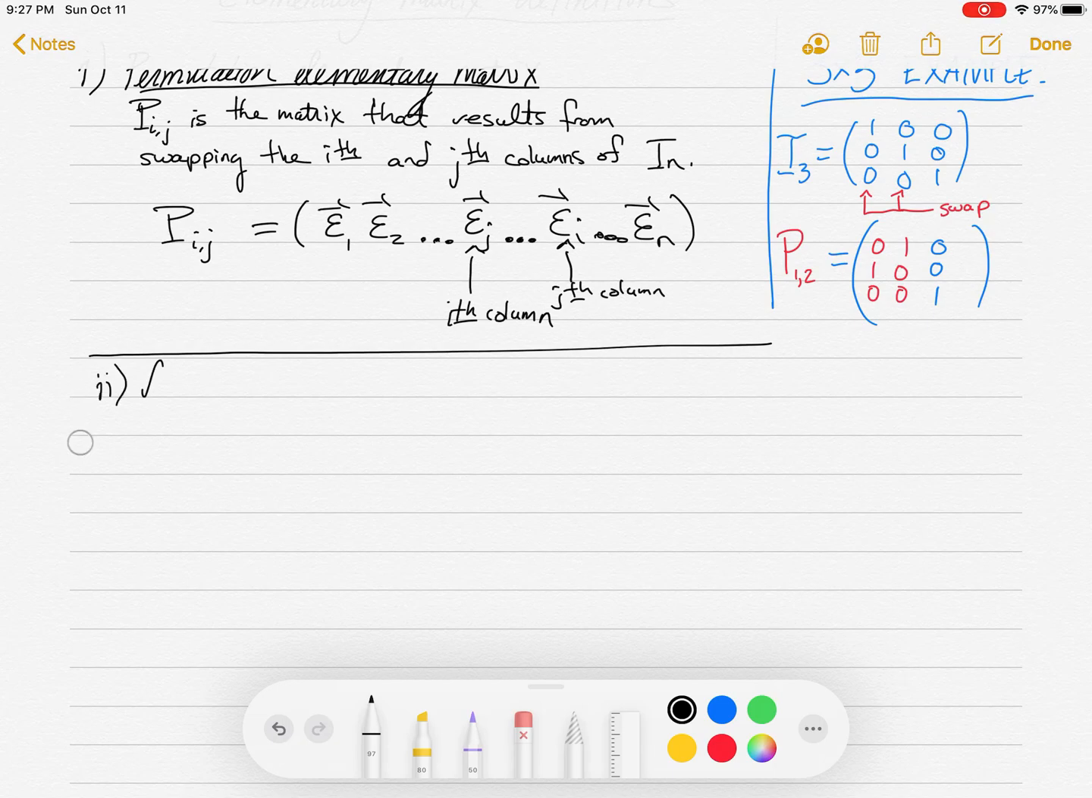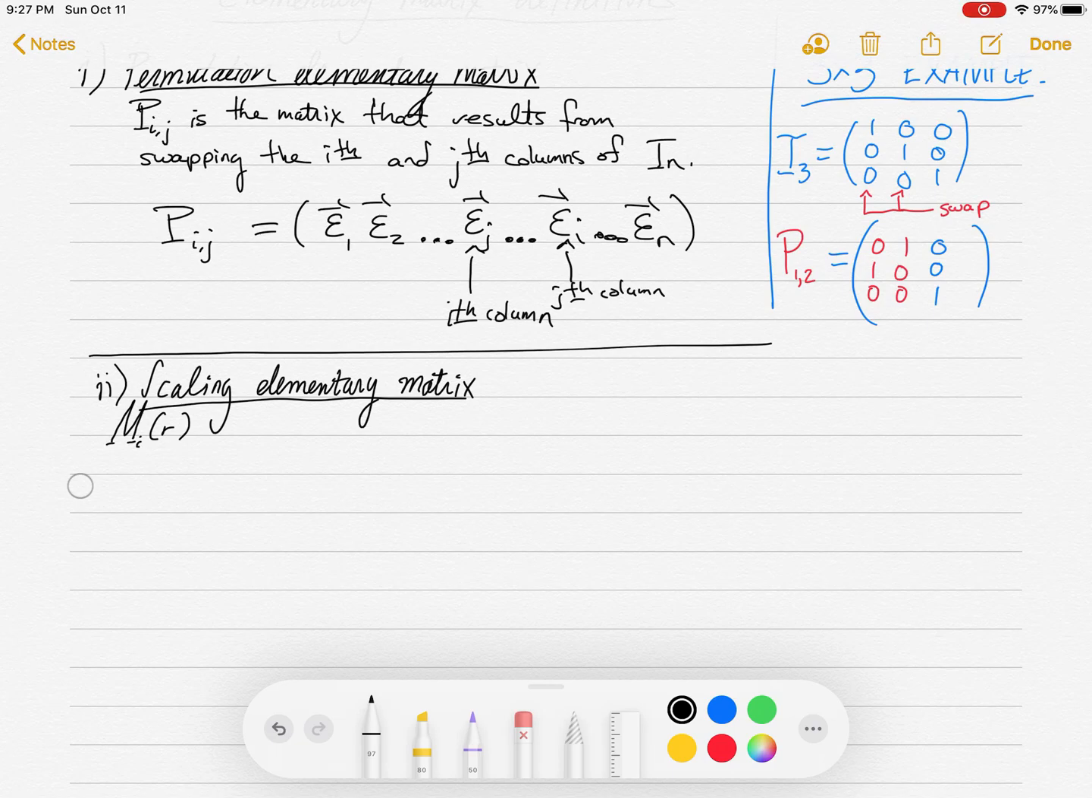Let's do another definition. Define a second type of elementary matrix. So we got the permutation. Let's introduce something called a scaling elementary matrix. You hear the word scaling, you think multiplying, right? That's what scaling refers to. It's like taking a constant and multiplying.